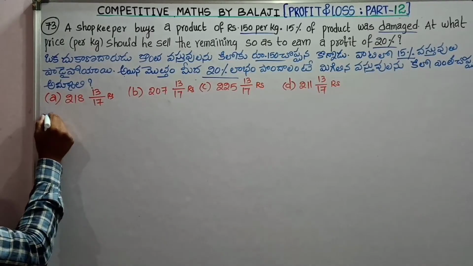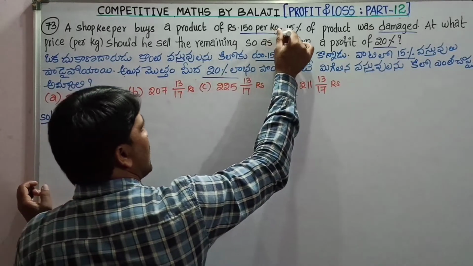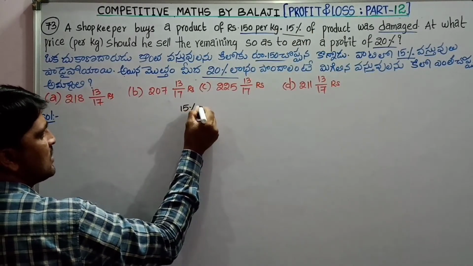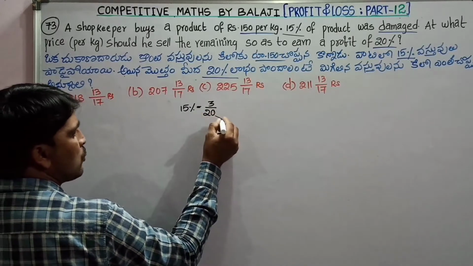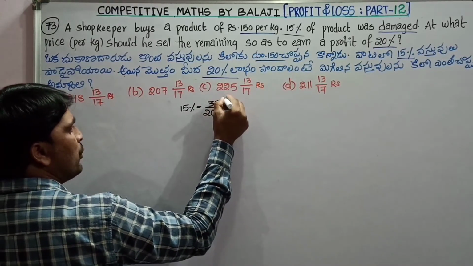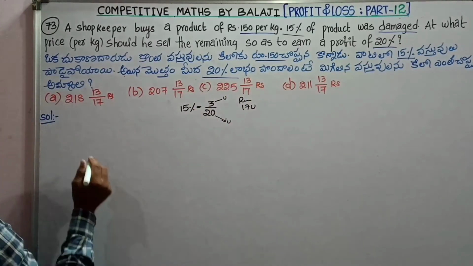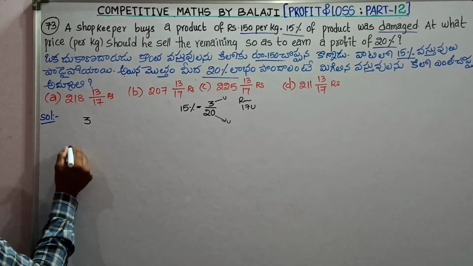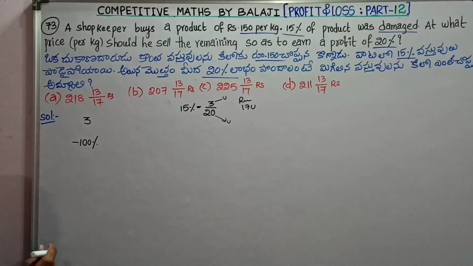Let us see it by two methods. Solution. 15% of the product is damaged. What is the fraction value of 15%? That is 3 by 20. If the product is total 20 units, then 3 units are damaged. Remaining are 17 units. Out of 20 units of product, 3 units are damaged. That means we get 100% loss on 3 units.